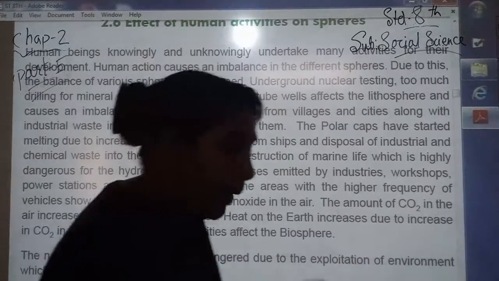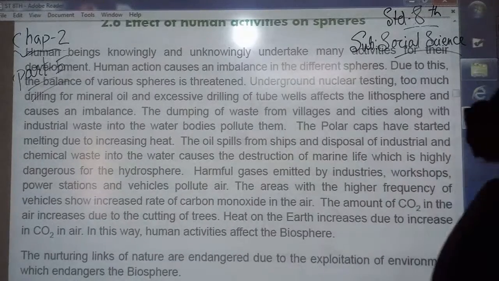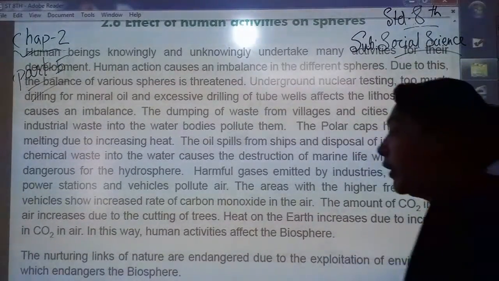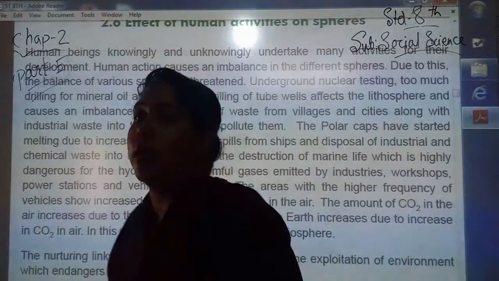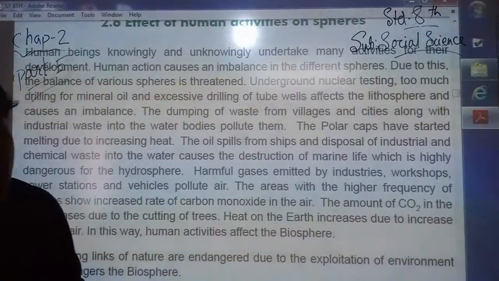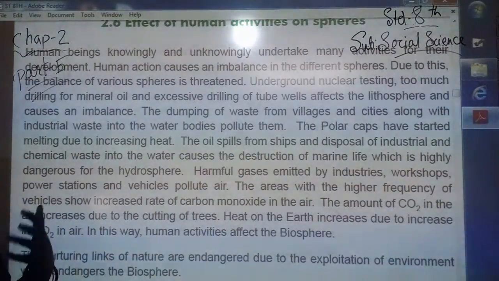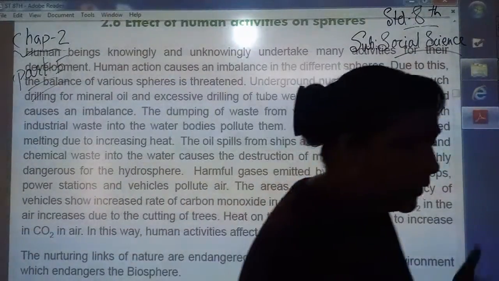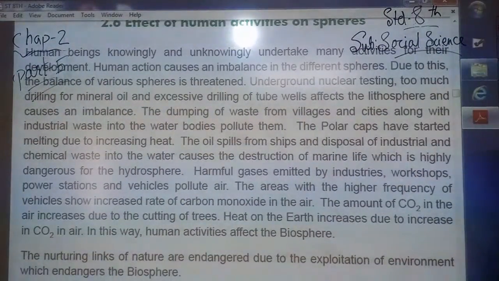We are affected, by which we are living, the creatures are living, the human beings are living, it all are affected. The nutrient links of the nature are endangered due to the exploration of environment. Even when we turn on the AC in the season, what will happen? We create global warming, right? It gets very hot. We are just creating the increase of global warming.